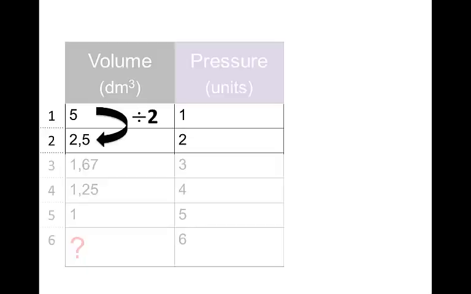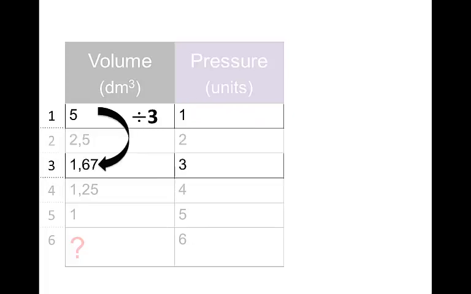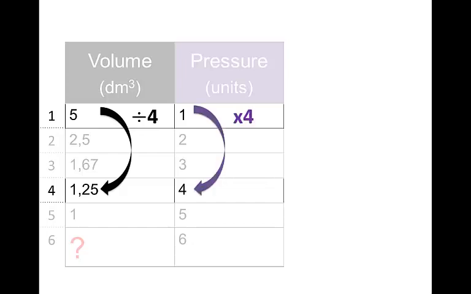Let's compare line 1 and line 2. We've halved the volume. As a result, the pressure has doubled. From line 1 to line 3, we've thirded the volume. 5 divided by 3 equals 1.67. As a result, the pressure has tripled. 1 times 3 is 3. From line 1 to line 4, we've quartered the volume, and the pressure as a result increases 4 times.